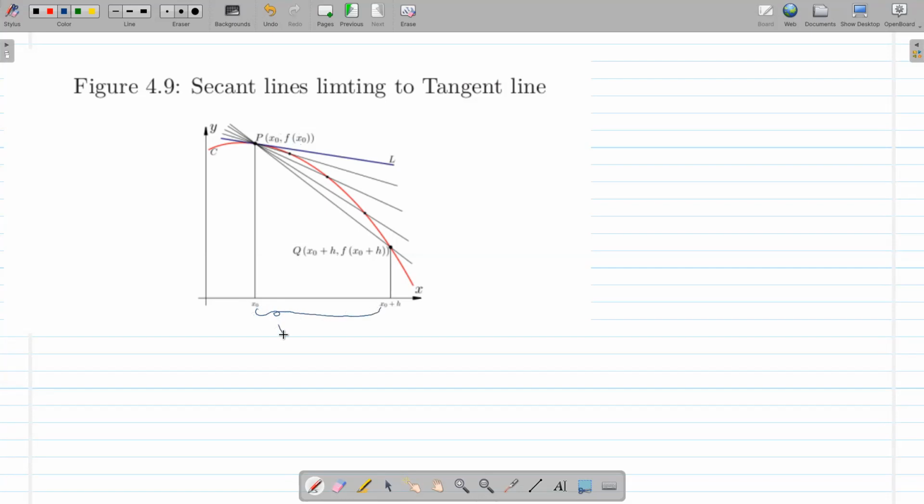Okay, so here if we go h units this way, this one has x naught plus h. The coordinate here is x naught plus h.